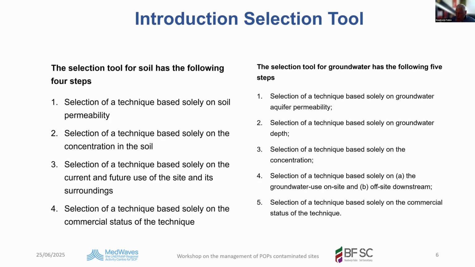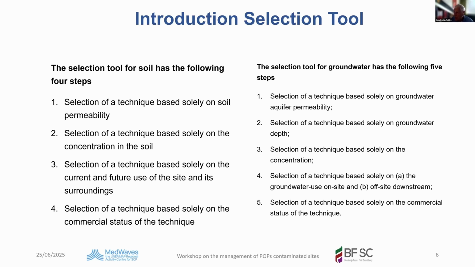The selection tool for soil has the following 4 steps. Selection of a technique based solely on the soil permeability. The second step is the selection of a technique based solely on the concentration in the soil. Step 3 of this tool is the selection of the technique based solely on the current and future use of the site and its surrounding. And the very last step in this selection tool, which I will present, is the availability of the techniques in the country.